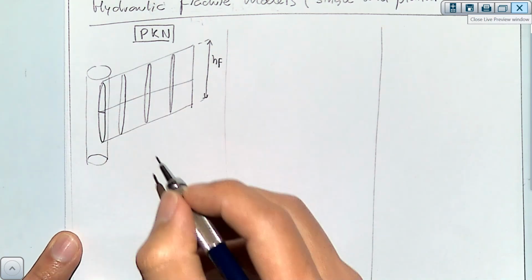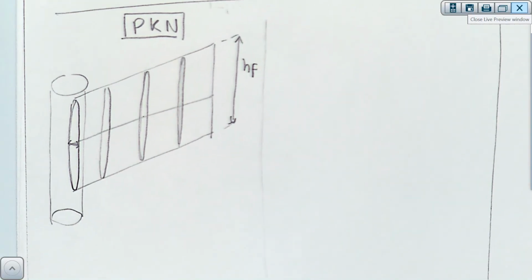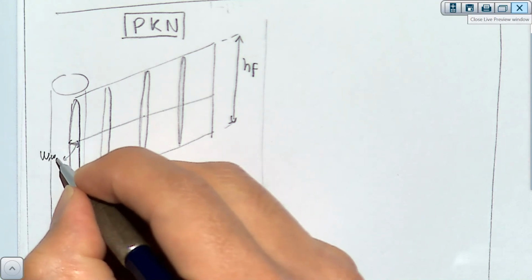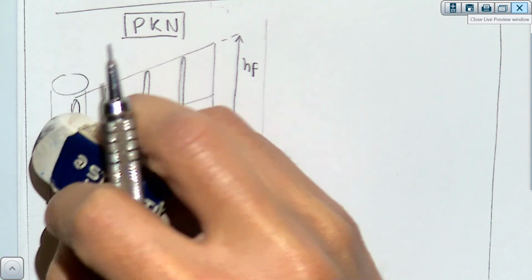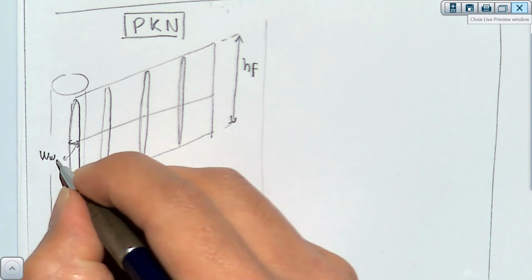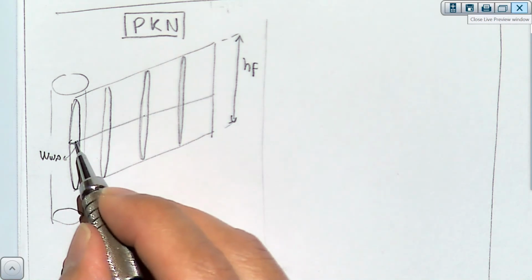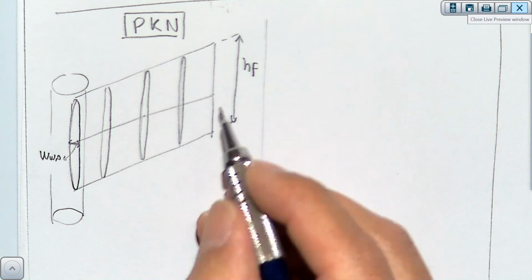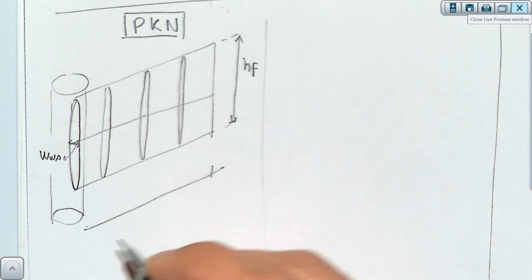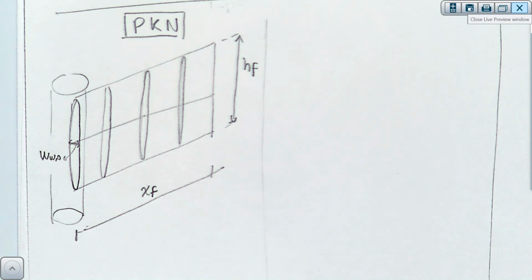And the width is going to be variable at the wellbore, and it's going to vary also as a function of the distance from the wellbore to the tip of the fracture. The fracture half length, here I'm just drawing one wing of the fracture, but this is going to be 2 wings, and this is going to be the half length of the fracture.